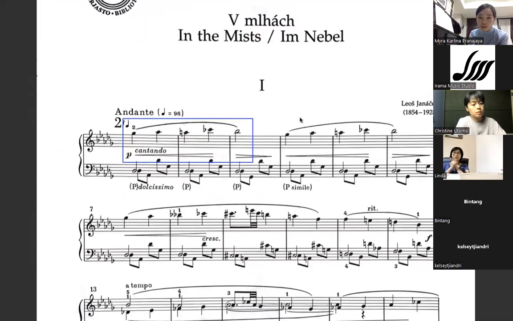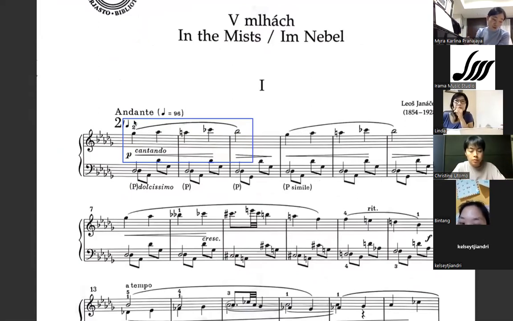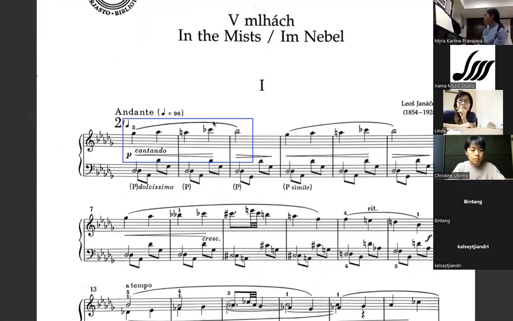We have this. In the beginning, it feels really like literally in the mists because it's full of uncertainty. If you take a look at the melody here, and then we have this D flat, like a pedal point in the left hand.